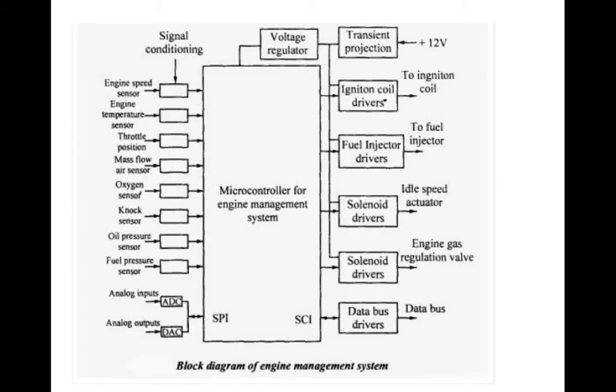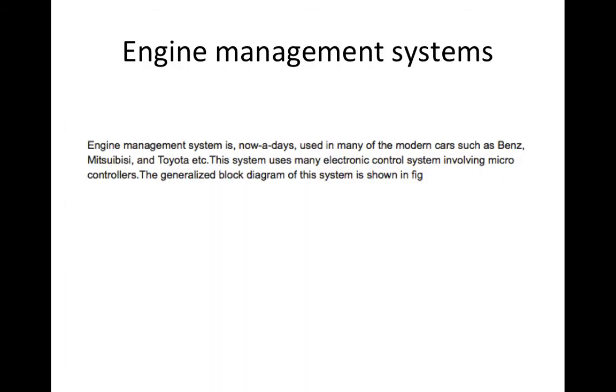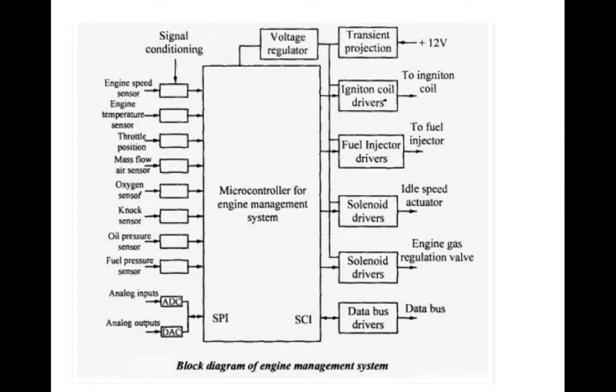So how is the engine management system working? As I explained in this sentence, this system uses many electronic control systems. With a lot of sensors and a lot of actuators, we are precisely controlling the mechanical machine component with the help of an electronic system or microcontrollers. So this is all about the engine management system. Just have a look at this diagram, the block diagram of an engine management system.